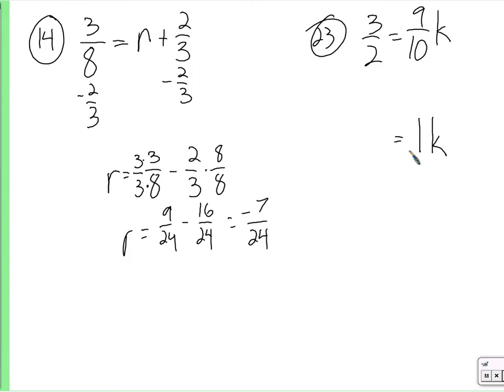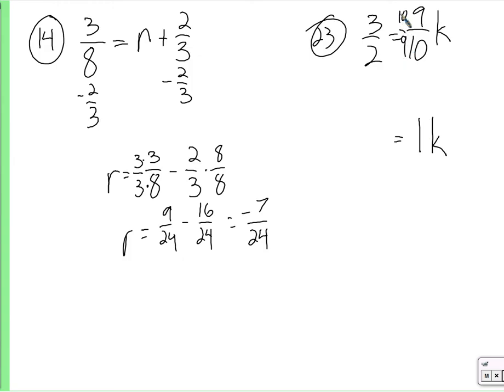What could I multiply 9/10 k by to get 1k? Multiply 9/10 by something to get 1k. Jacob, you have a three-quarters raised hand. How could you multiply this so that you would wind up getting 1 times k? 10/9. Yes, 10/9. Very good.